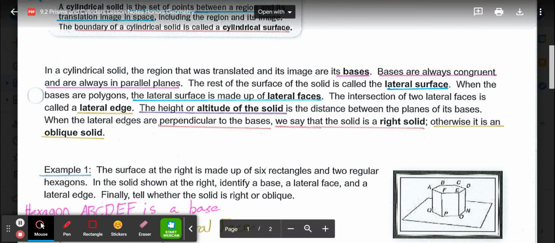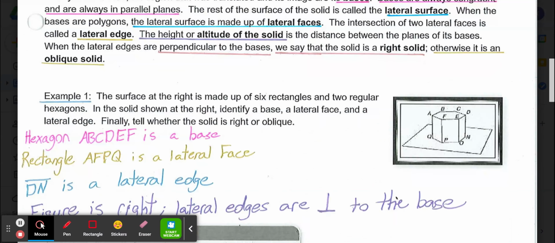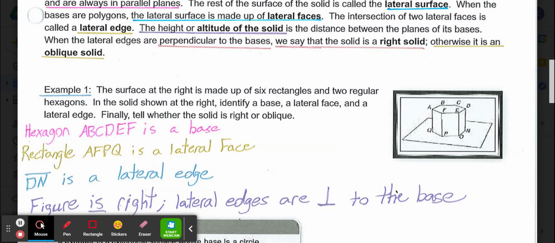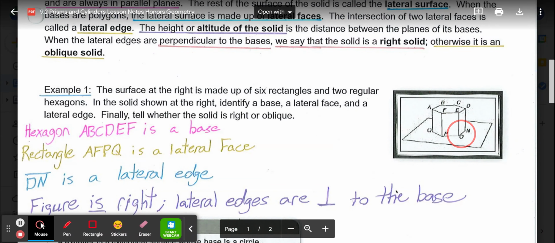So, taking this paragraph and applying some of the vocabulary. The surface at the right here is made up of 6 rectangles and 2 regular hexagons. So the hexagon on top here and the hexagon on bottom would be our bases. All the rectangles would be our lateral faces, and a lateral edge would be an edge in between our faces. So, identify a base. One base on this figure would be hexagon ABCDEF, the hexagon around the top here. That would be a base.